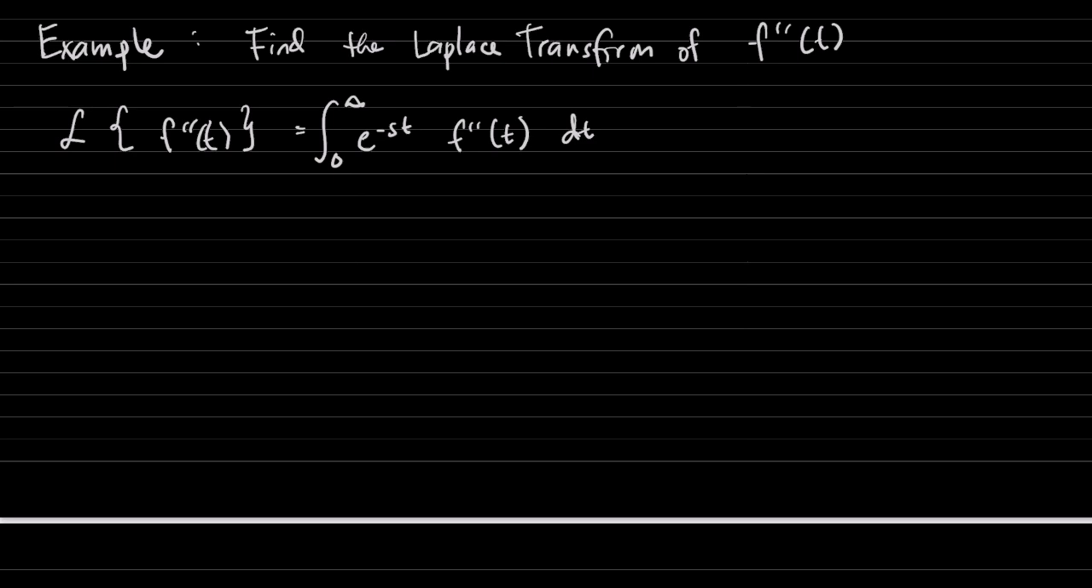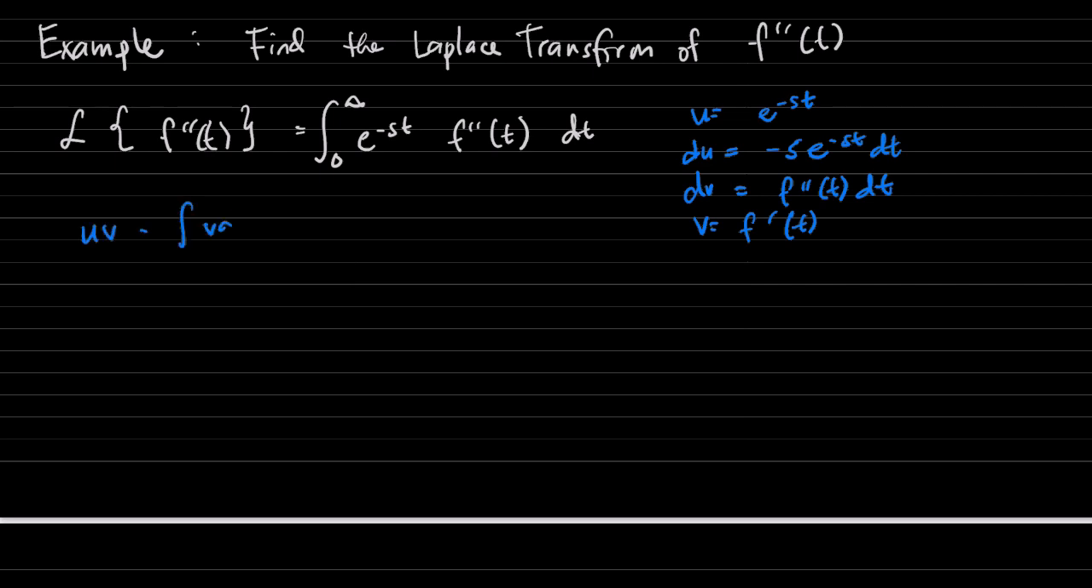So katulad ng ginawa natin kanina, we let u is equals to e raised to negative st and du becomes negative s e raised to negative st dt. So hindi natin makakalimutan yan. And dv is equals to f double prime of t dt. So v natin is f prime of t kasi integrate lang natin siya once. So again, uv minus integral ng v du. Ito yung definition, formula for integration by parts.